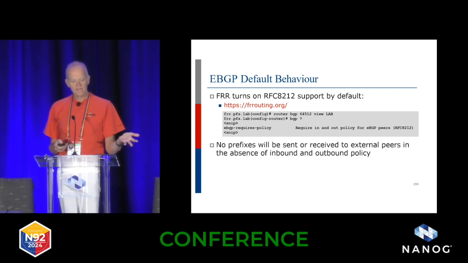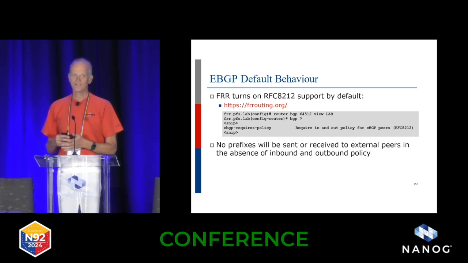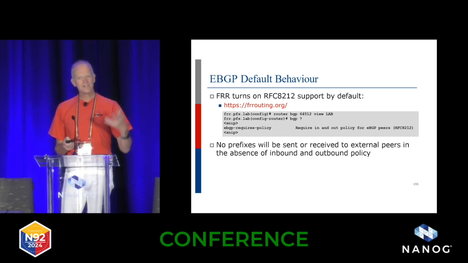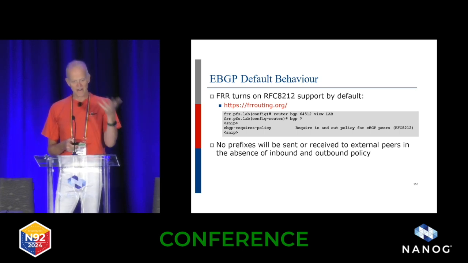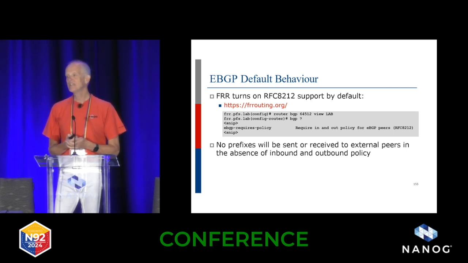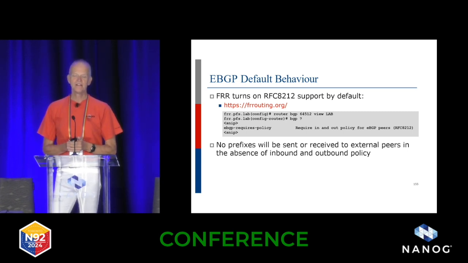FRR, now by default, no prefixes are sent or received unless you have policy. Well, you've got the eBGP requires policy knob. You can turn it off if you want, but you need to get out of the habit of turning off good defaults. And so FRR, at least, is no longer announcing or receiving anything by default, which is a good thing. So if you break your filters because you've just somehow mistyped something, you're not going to break the whole internet.